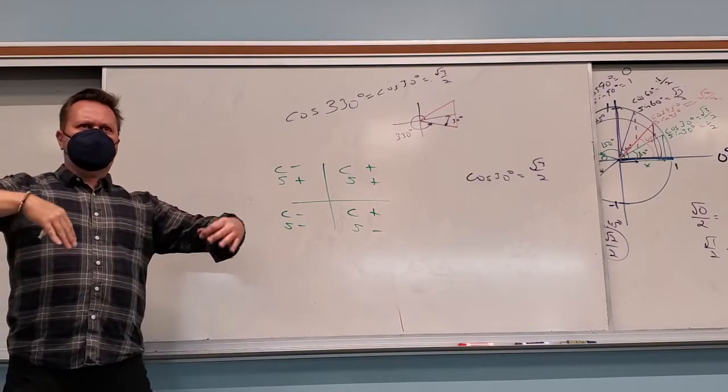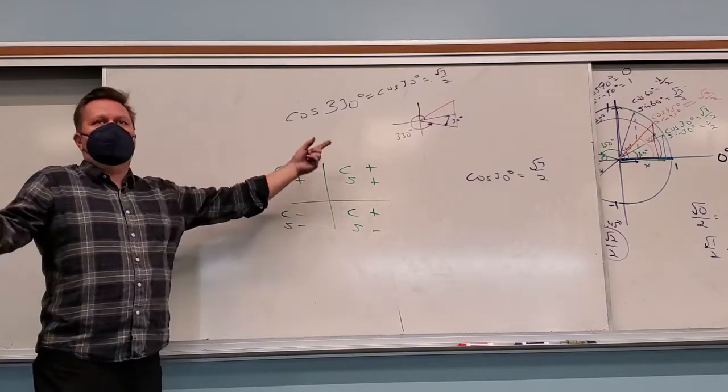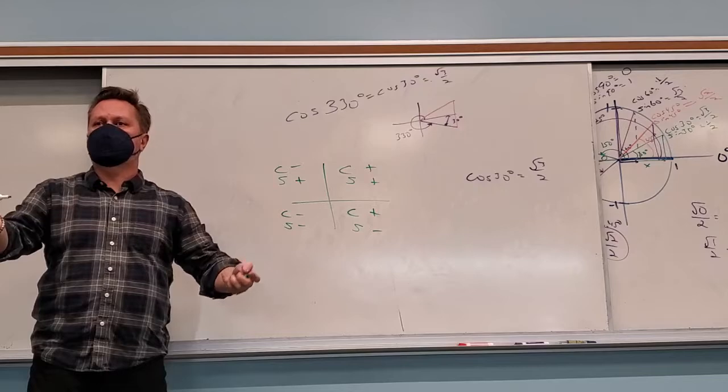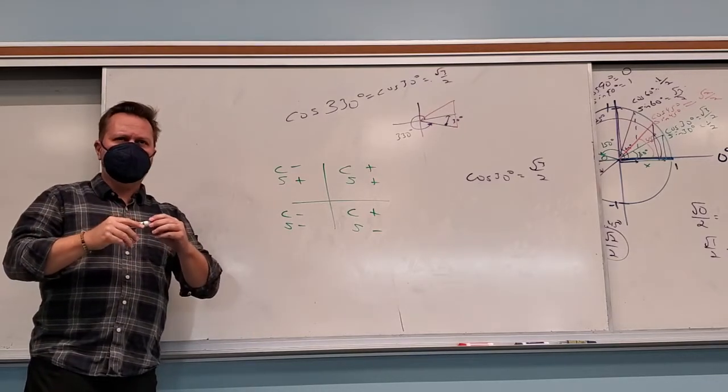You guys start to get a feel for this? So you only have to memorize the first quadrant, and then you just have to remember, all right, am I in a quadrant where the y is negative? If I am, then sine is negative, right? Maybe?